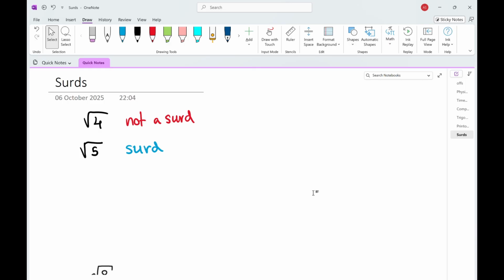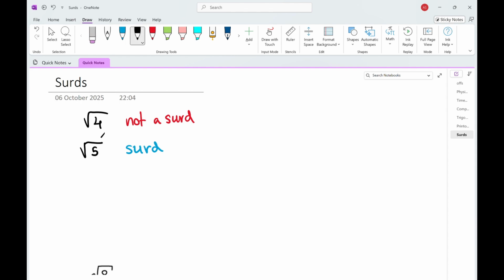Today we're going to be going over surds. So firstly we need to understand what is a surd. Normally in maths we see the square root symbol. The square root is just the opposite of squaring something, so putting something to the power of 2 or to the power of 3.